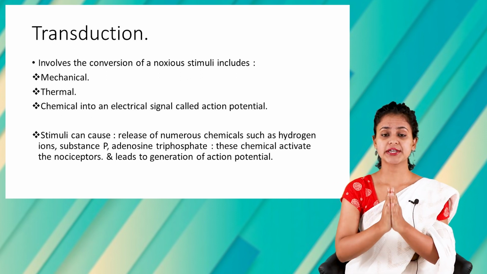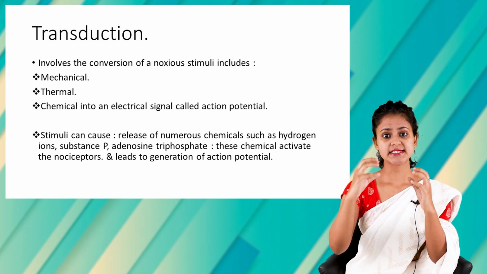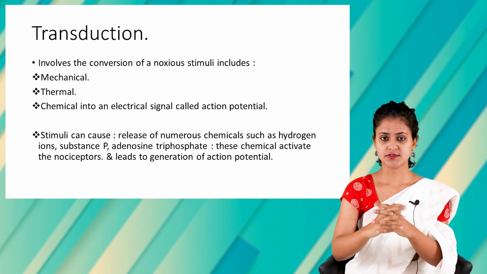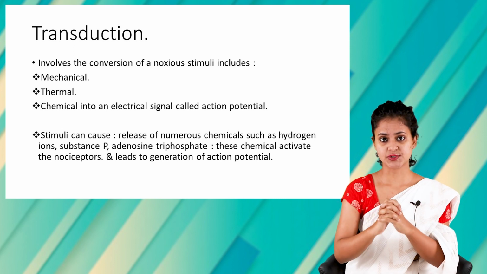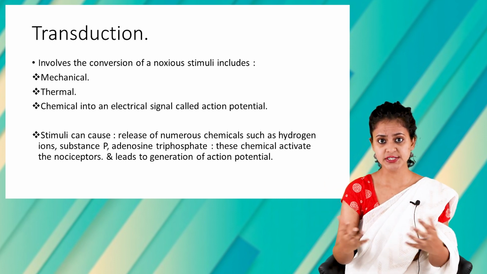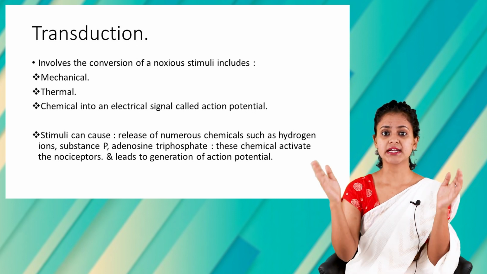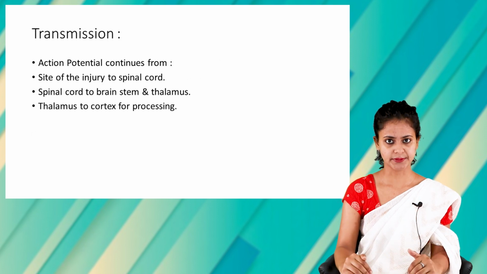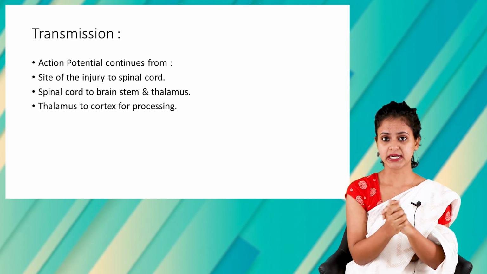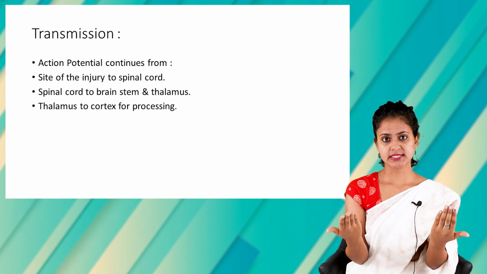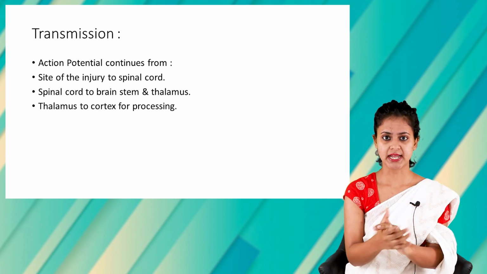Now, how are these action potentials generated? Basically, the noxious stimuli activate the nociceptors, which we have just learned about. Once the nociceptors are activated, they generate action potentials or electrical impulses in the body. So once the action potential has been generated because of the activation of the nociceptors, the transmission, or the second step of the pain mechanism, starts.